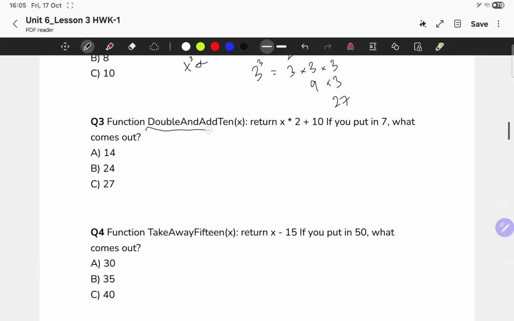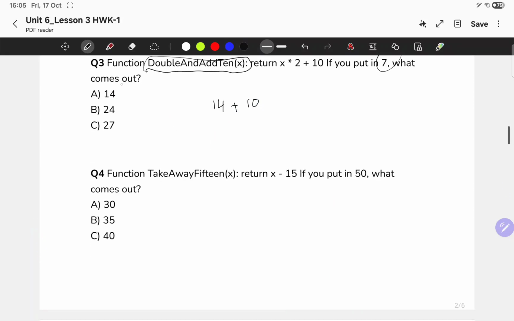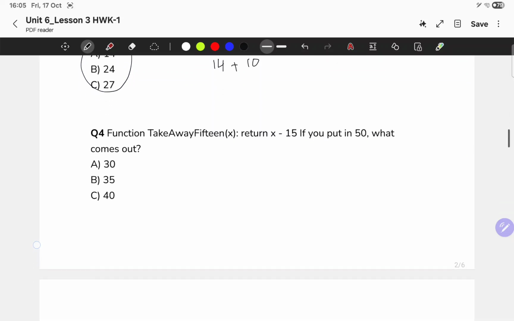This one here, double and add 10. Let's take a look at this. So we're going to double this number, which is going to be 14, and then we're going to add 10. It should be quite easy, and this shouldn't be too much of a difficult problem. Take away 15. So this will also be pretty easy. If we give it 50, you can see it's in the name. So 50 minus 15 equals 35.